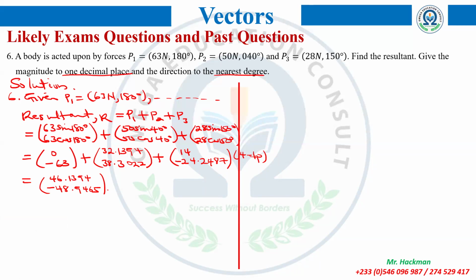At this point we need the magnitude of the resultant. I'll use R to represent the resultant. So R is the square root of, in brackets, 46.1394 squared, plus in brackets minus 48.9465 squared. So I'm waiting.